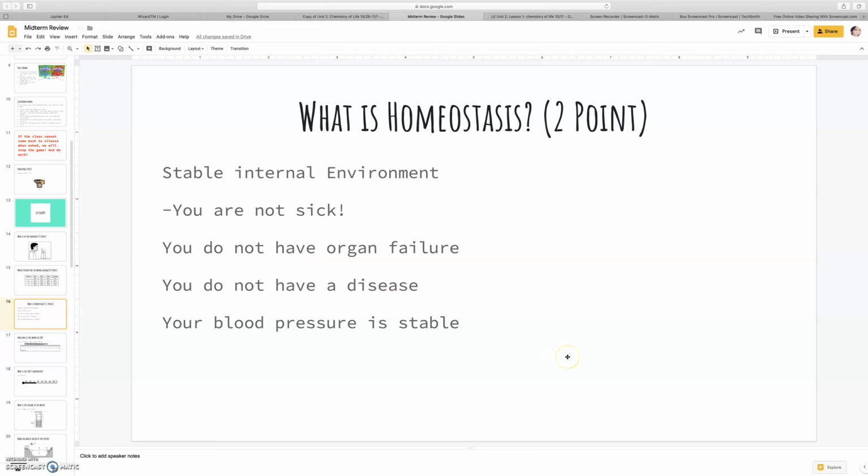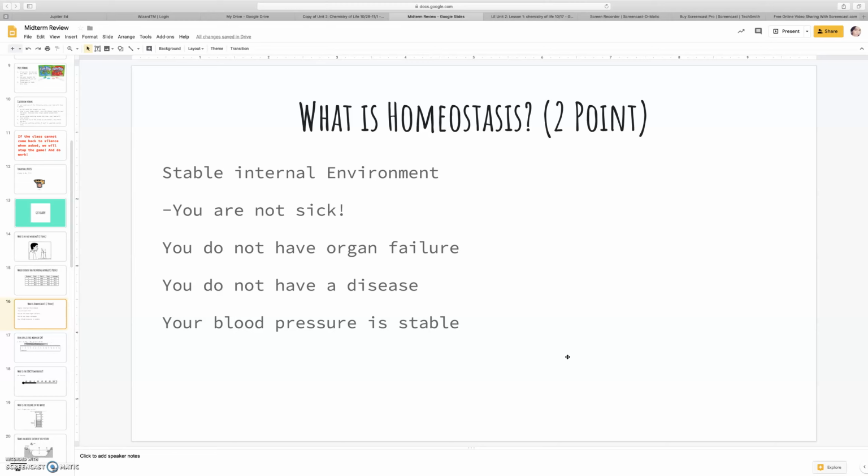Okay, so let me just repeat what I said about homeostasis because the video got kind of choppy there, and I probably edited. So homeostasis is having a stable internal environment in an organism. So the organism's body is stable. The organism is not sick. The organism is not dying. There's no disease. There's no organ failure.